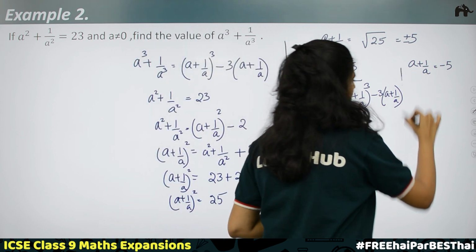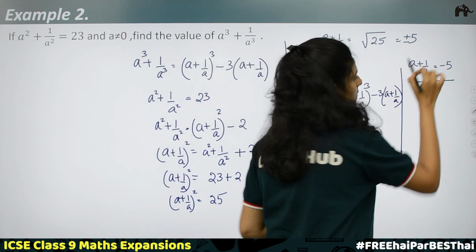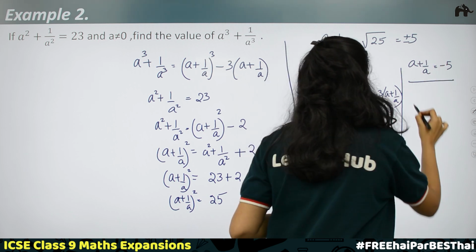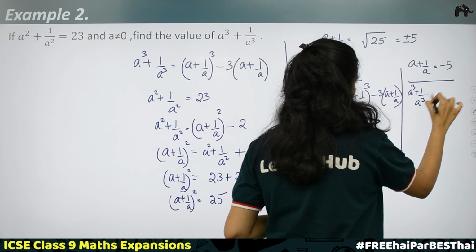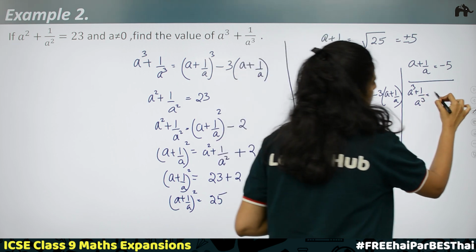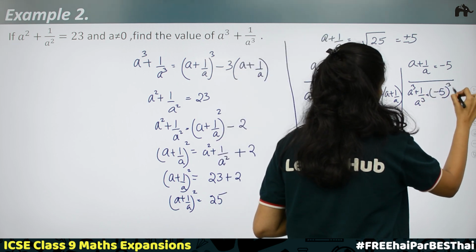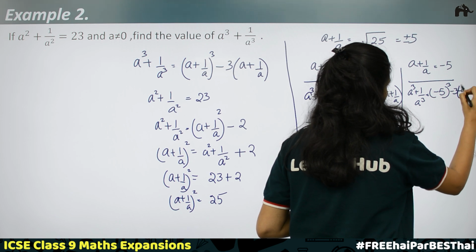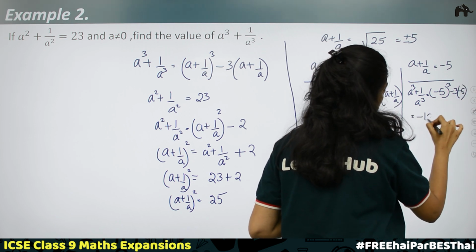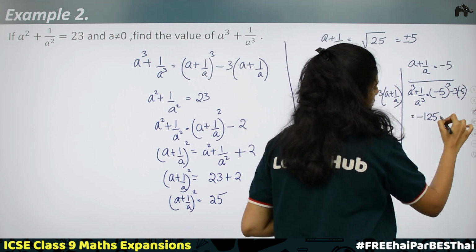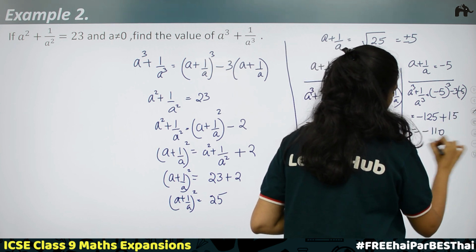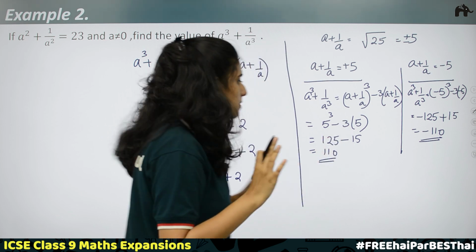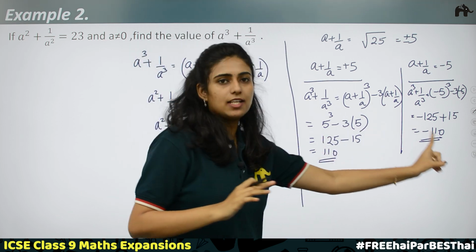Now when a plus 1 by a is equal to minus 5, then a cube plus 1 by a cube will be equal to minus 5 cube minus 3 into minus 5, which is equal to minus 125, minus of minus plus 15, equal to minus 110. So the possible two values are 110 and minus 110.